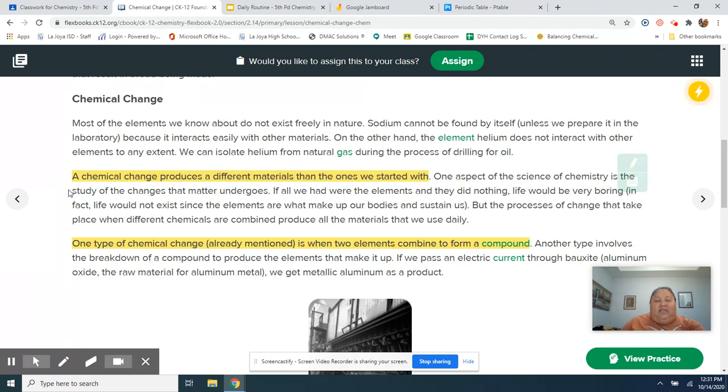A chemical change. This is the actual definition of a chemical change. A chemical change will produce different materials than what you started with. So if your substance has undergone a chemical change, it is completely changing into something new, with different properties and different characteristics.